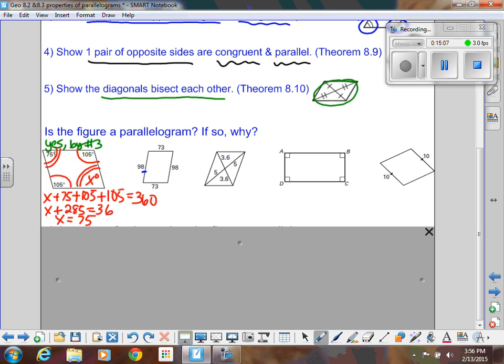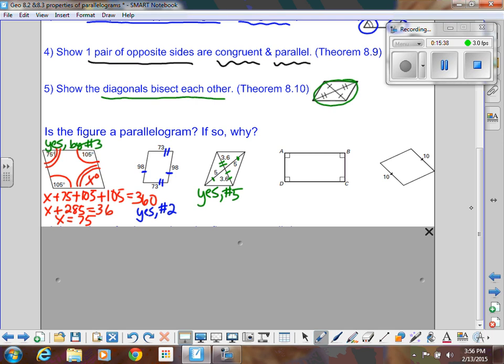All right, let's look at this one. We have 98 is congruent to 98, and 73 and 73, so this is yes. We know this is a parallelogram, and that's by the second one. The opposite sides are congruent. All right, this third one, we have diagonals now. I have this half is congruent to that half, and this one and this one. So both diagonals are bisected. So we would say yes, and that's by the 5th property that we were talking about.